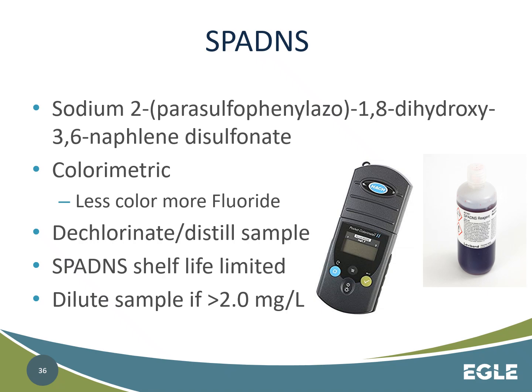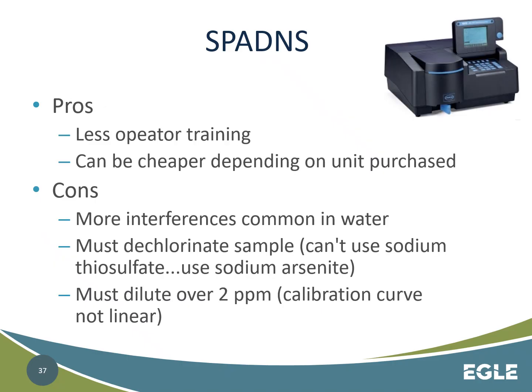So if the reagent is added and the sample is a lighter color, that means there's more fluoride. The lighter the color, the more fluoride there is. All right. So one of the things with the dechlorinating agent that is used in the SPADNS method is sodium arsenite. Sodium arsenite is used because sulfite can cause an interference in this. So that's why they don't use sodium thiosulfate in this, because it could cause an interference.